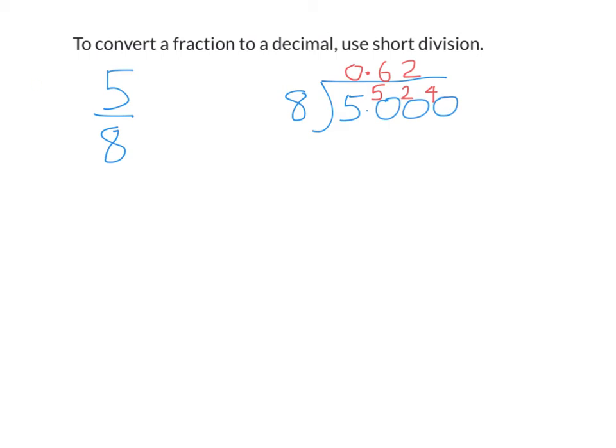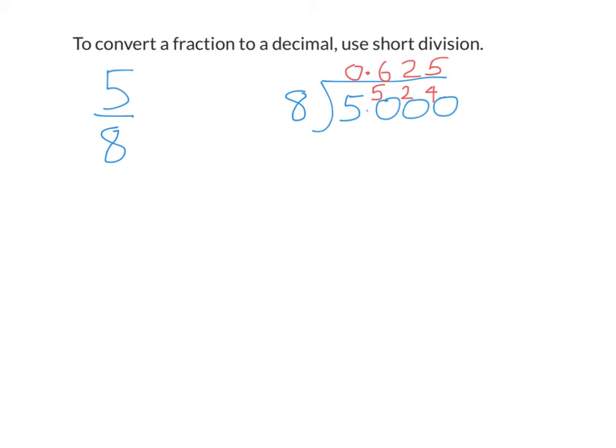Well, it goes into 40 5 times, but no remainder. So I put the 5 up here, and because there's no remainder, I stop. I'm done. 5/8 is equal to 0.625. 5/8 has a terminating decimal because the decimal stops after 3 spots.